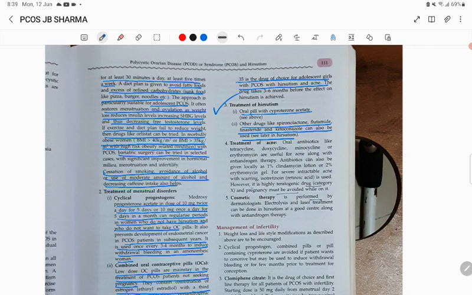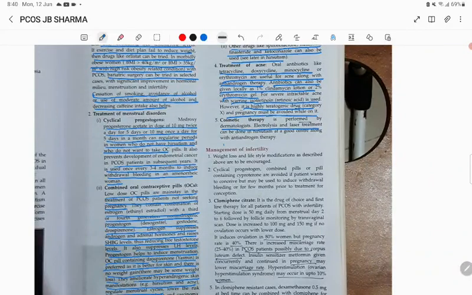Treatment of acne: oral antibiotics like tetracycline, minocycline, doxycycline, erythromycin can be used along with anti-androgen therapy. Antibiotics can also be given locally as 1% clindamycin lotion or 2% erythromycin gel. For severe intractable acne with scarring, isotretinoin or retinoic acid can be used. It is highly teratogenic, so pregnancy should be avoided while on it. Cosmetic therapy is performed by a dermatologist; electrolysis or laser treatment can be done for hirsutism along with anti-androgen therapy.